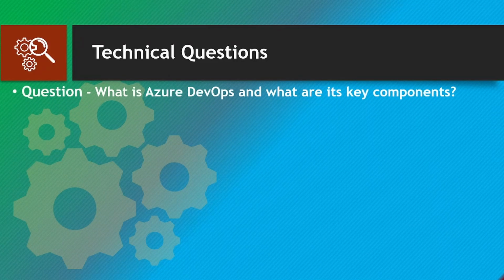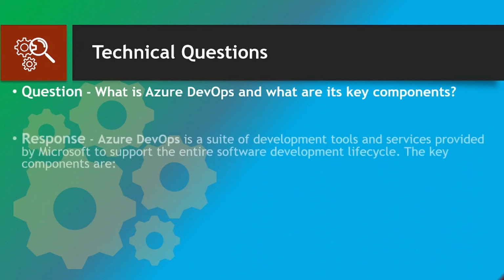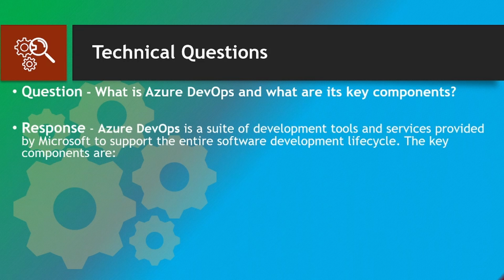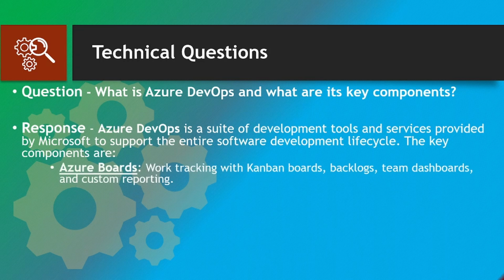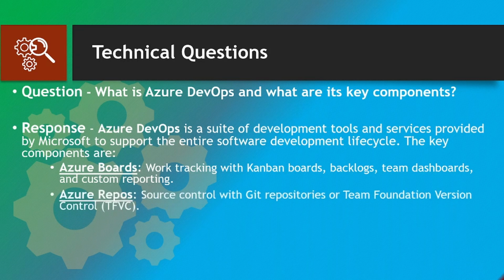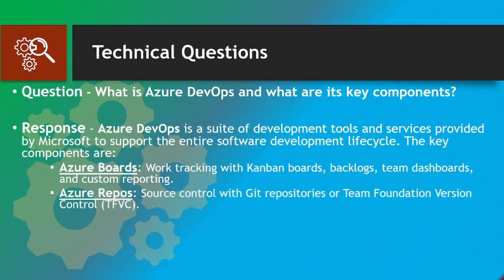could be, what is Azure DevOps and what are its key components? In our response, Azure DevOps is a suite of development tools and services provided by Microsoft to support the entire software development lifecycle. The key components are Azure Boards, work tracking with Kanban boards, backlogs, team dashboards, and custom reporting. Azure Repos, source control with Git repositories or Team Foundation Version Control, TFVC.